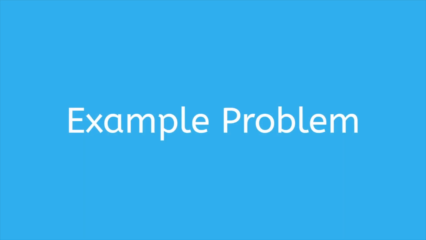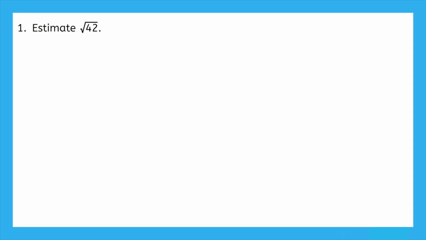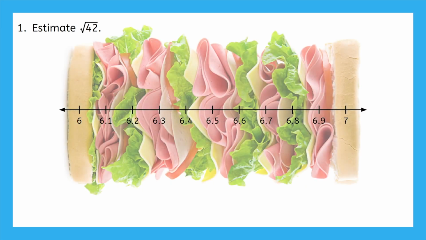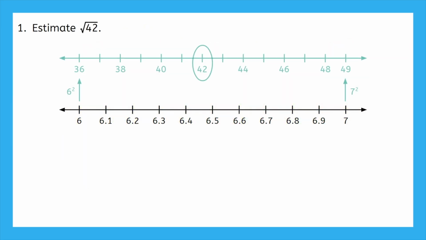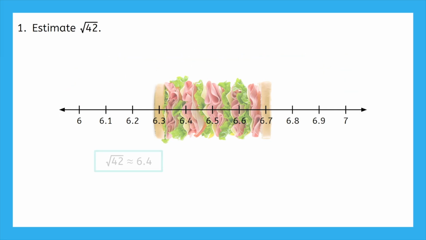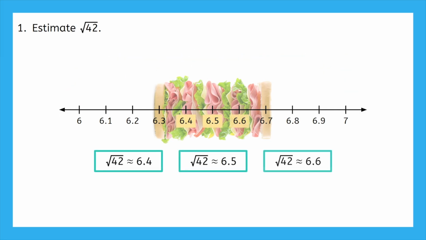Let's try another example. Estimate the square root of 42. Pause the video here and try this in your guided notes. The square root of 42 is between 6 and 7. And 42 is almost exactly in the middle between 36 and 49. So, for the estimate, choose a number close to the middle between 6 and 7, like 6.4, 6.5, or 6.6. They're all great estimates for the square root of 42.